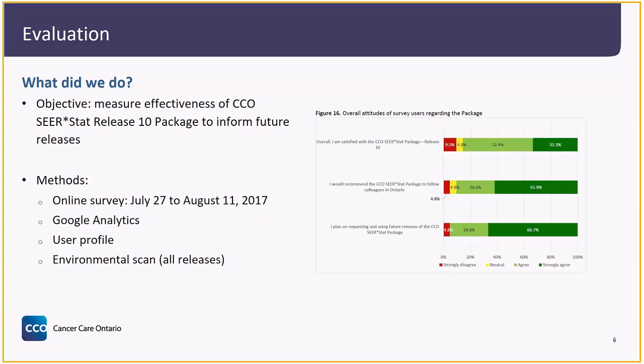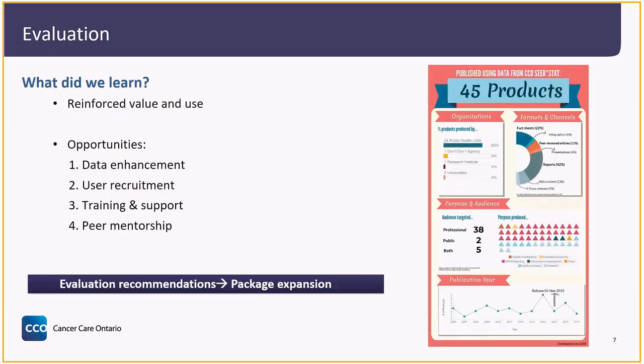So in terms of our methods, we conducted stakeholder consultations through an online survey administered in the summer of 2017. We reviewed traffic on our website using our Google Analytics account. We profiled our approved users to understand who they were and what organizations they came from. And finally, we conducted an environmental scan of published works using SEER Stat. In this case, we looked at any release, not just Release 10. And for those following along on the line, just to let you know, we are on slide 7.